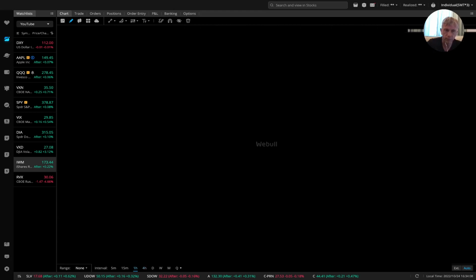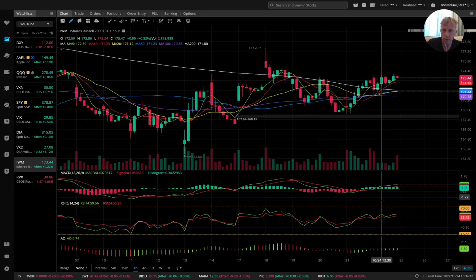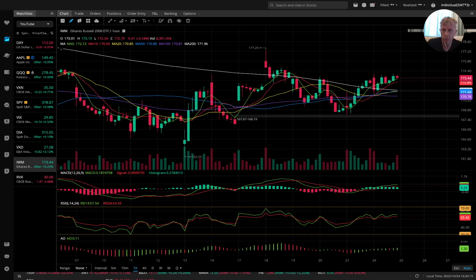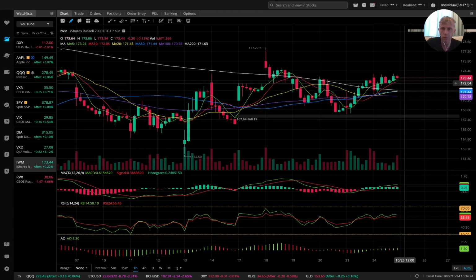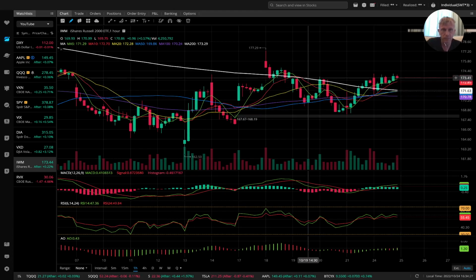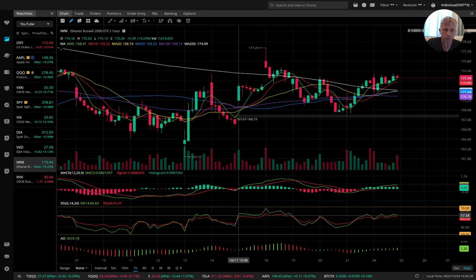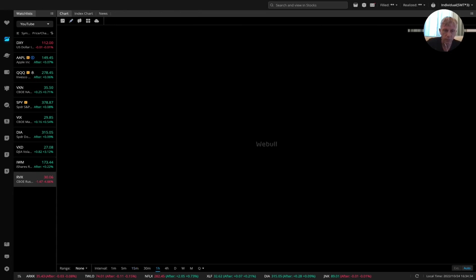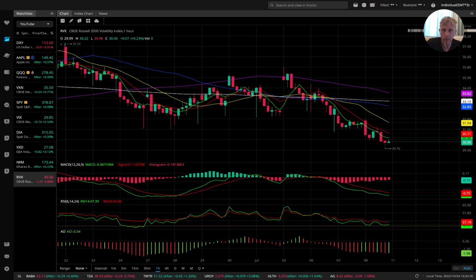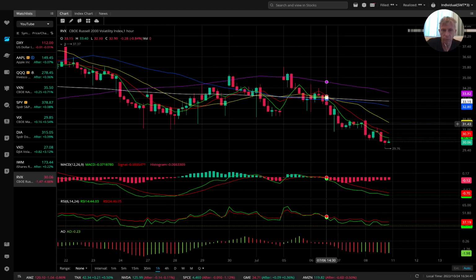Let's see 1 hour. 1 hour for Russell 2000. Bullish signal on all indicators, and the last bar closed above MA200. Bullish signal. Yeah, MA50 and 20 want to do a bullish crossover over MA200. Bullish on 1 hour also. You see, in this case it works as expected. Russell 2000 bullish.